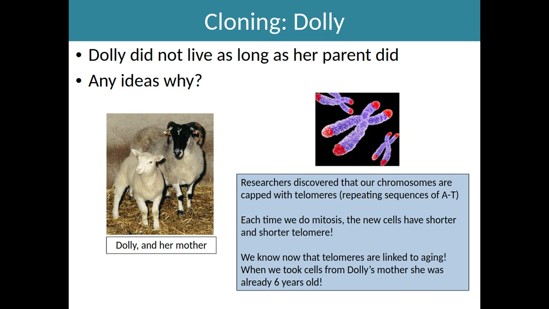So in that section, you need to paraphrase what I'm saying here. Essentially, Dolly died young because her telomeres were old and she didn't get to live as long. Okay? So that is one of the downfalls to cloning, is we do not know how to stop the telomeres from shortening. Otherwise, if we did, then we could live forever, right?